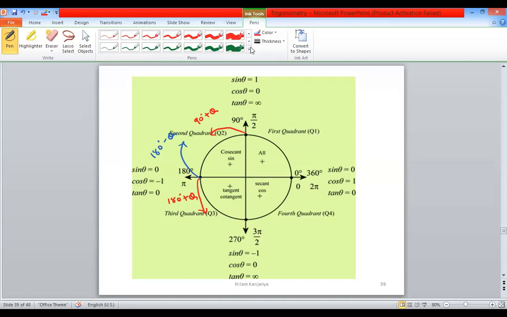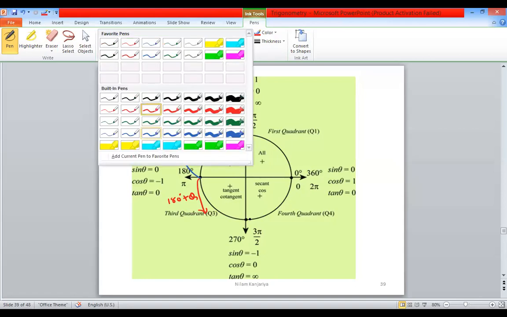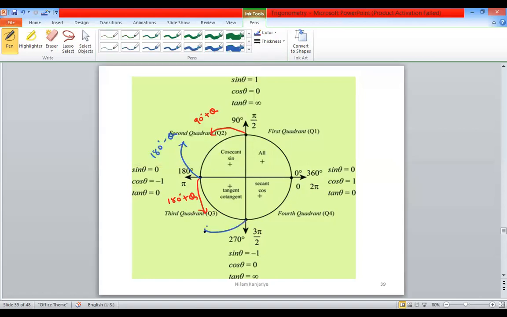Now I'm moving from the reverse procedure. If I'm going from this way, 270 to 180, so definitely I can remove something from it. And this is maybe, it may be theta.